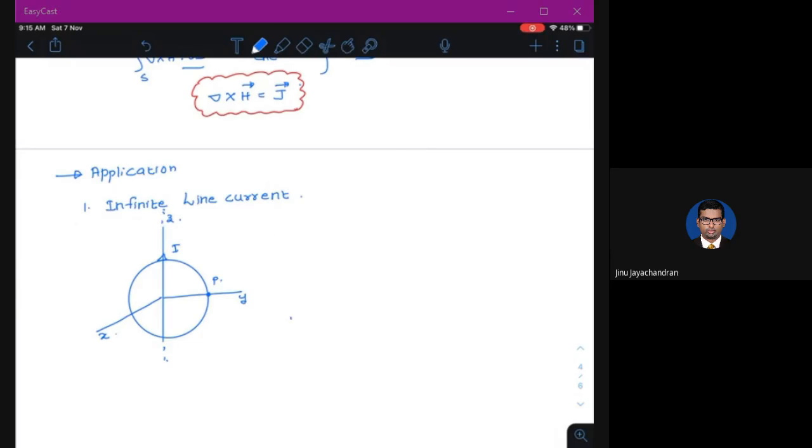Then we will take a small element dl here. And we will know that the integral of the magnetic field H dot dl is equal to the current enclosed, which is I. So using this, we can derive the magnetic field at the point P as I by 2 pi rho a phi cap, where rho is the distance from the current element I to the point P. This is rho.